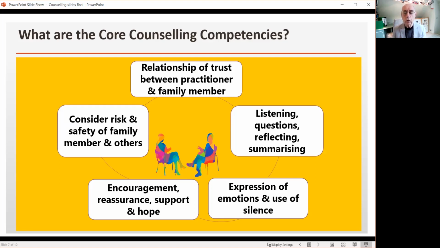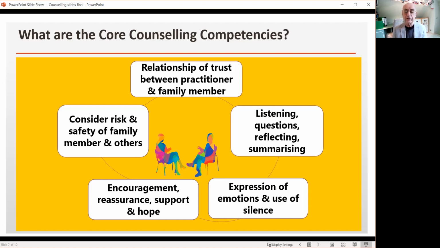And these 4 core competencies are creating a relationship of trust between the practitioner and the family member, facilitating the family member to talk with good use of listening, asking questions and probing, reflecting and summarizing, allowing the expression of emotions by the family member and making good use of silences, and offering positive encouragement, reassurance and support.